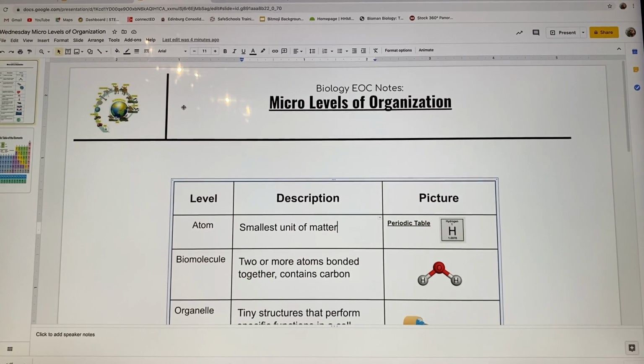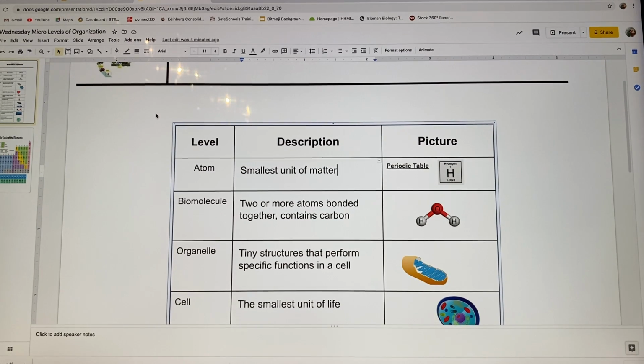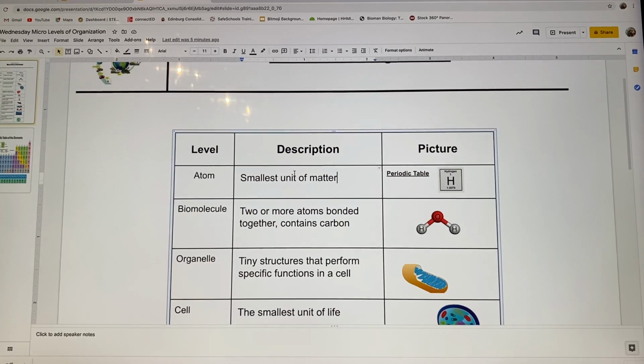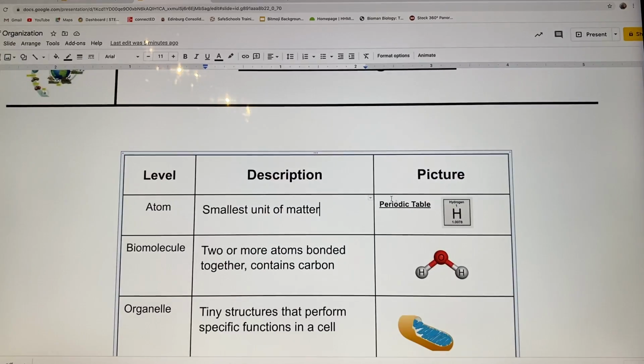Hey class, so we're going to start something new today. We're going to talk about the levels of organization as far as life is concerned on this planet. There are several different levels, and we're going to start at the atomic level. So atoms right here. The one right here is hydrogen.